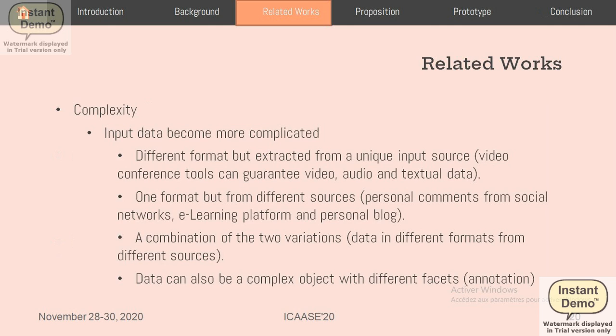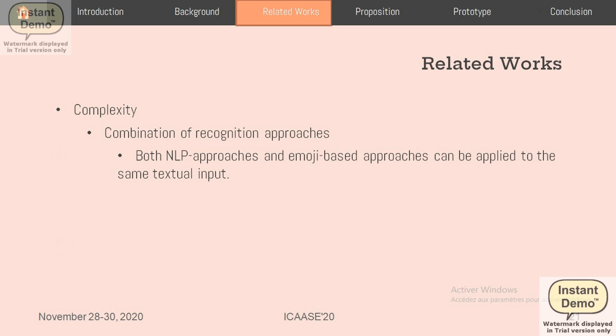The complexity of the field comes first from the input data, which can be in different formats from a unique source, one format from different sources, or a complex object with several facets. Second, from recognition approaches that can be different but applied on the same piece of data.